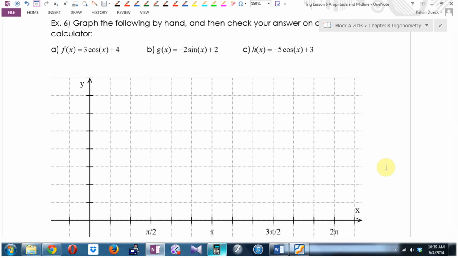First thing, what trig function is A? Cos. So cosine starts up high or down low? Positive or negative? Positive. It's going to start up high. Don't draw anything yet. What's the midline of A? What's being added or subtracted? So I'm going to go 1, 2, 3, 4 up. All of us right now. Let's draw a dotted line right there.